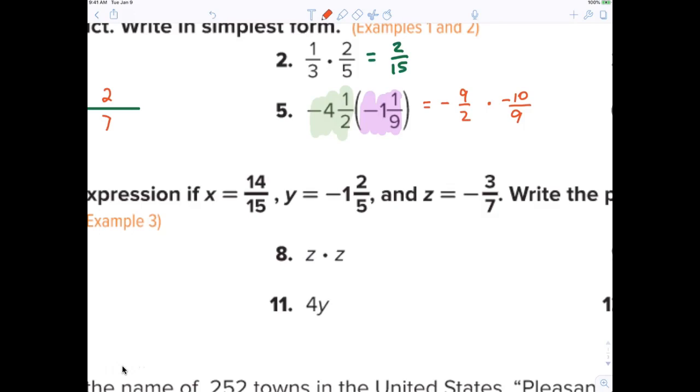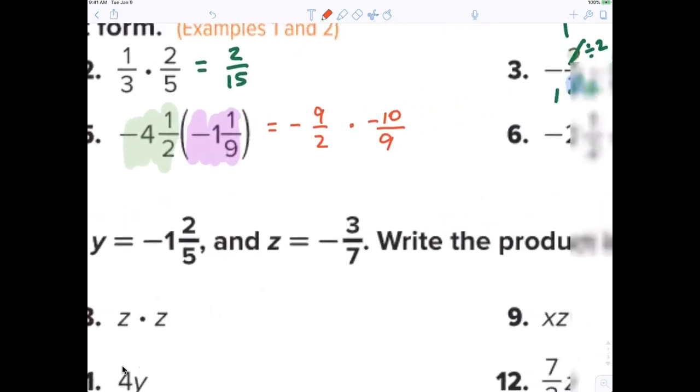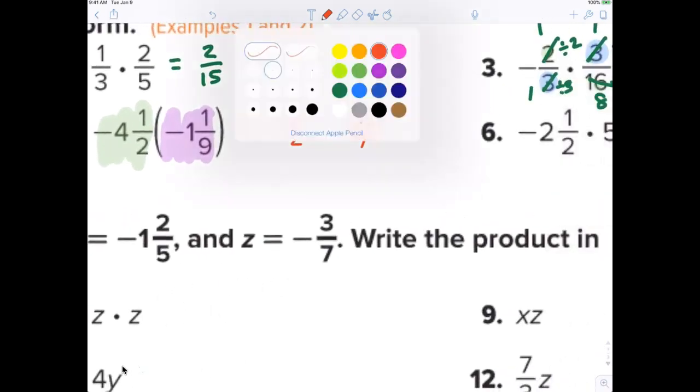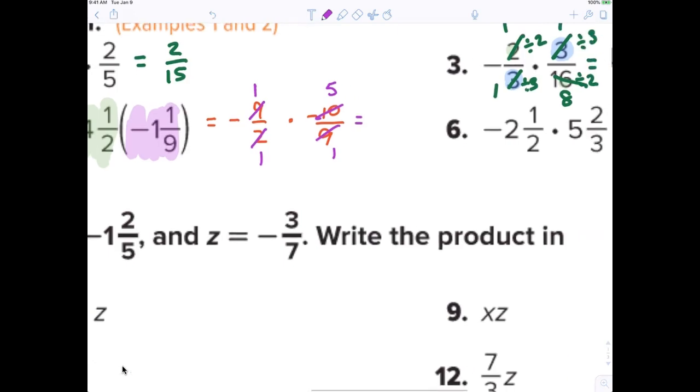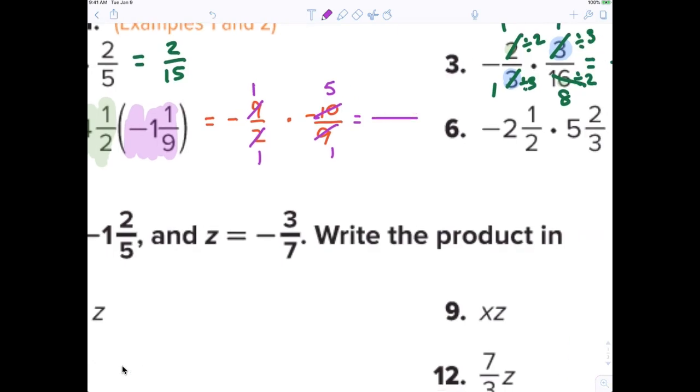Everybody good with this? And now what can I do? Now you can divide 9 by 9. You get 1. And then 2 divided by 2 is 1, and 10 divided by 2 is 5. Now, is the answer negative or positive? The answer is positive. Sometimes when you cross things out, like I accidentally crossed out, it's hard to see both negatives. That's why I always try to tell kids it's better to think of what the final answer is.